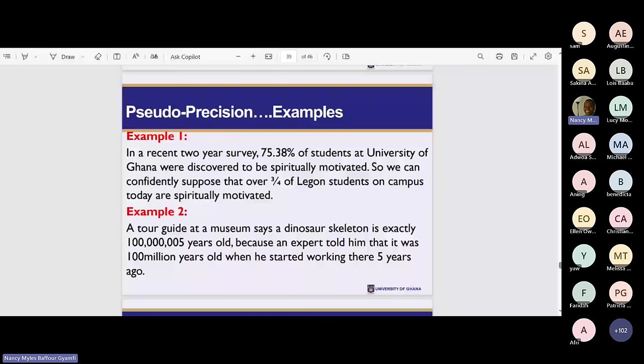How are you doing that? Look on my screen, I've projected. You are putting figures that you claim you have calculated. So, for example, look at my example one. In a recent 2-year survey, says a researcher, 75.38% of students at the University of Ghana were discovered to be spiritually motivated. So we can confidently suppose that over 3/4 of students on campus today are spiritually motivated. This is a pseudo-precision argumentation. We will call it out. It is manipulating data, not language now, the data, the statistics.